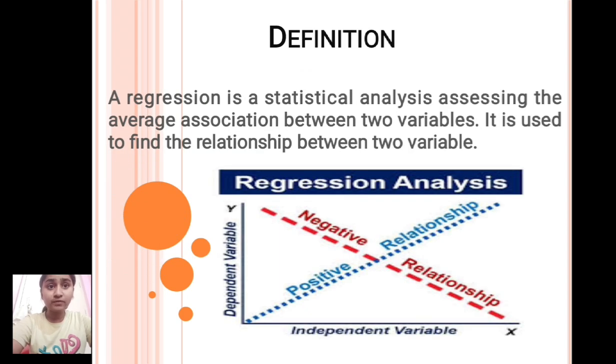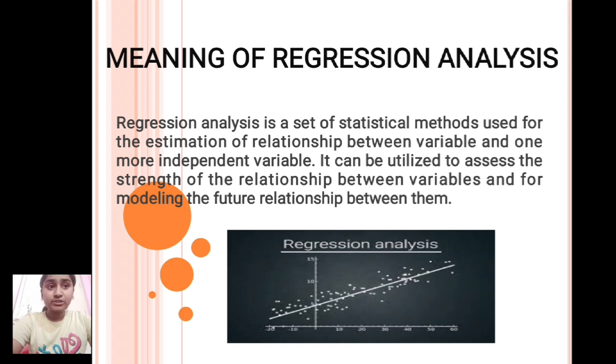And the definition of regression analysis. A regression is a statistical analysis assessing the average association between two variables. It is used to find the relationship between two variables, that is the dependent variable y and the independent variable x.